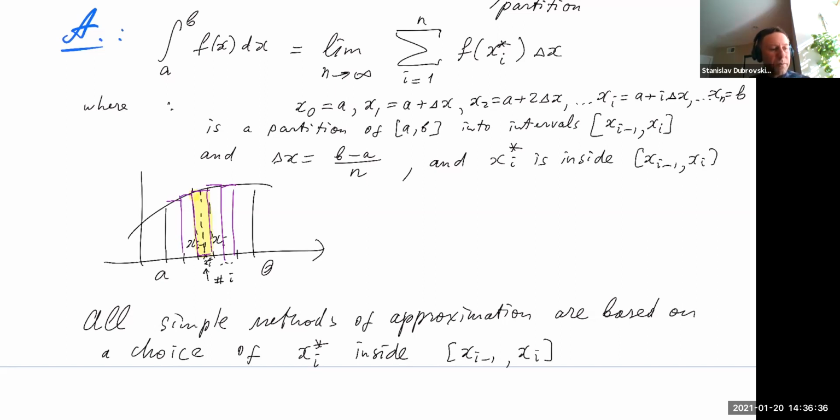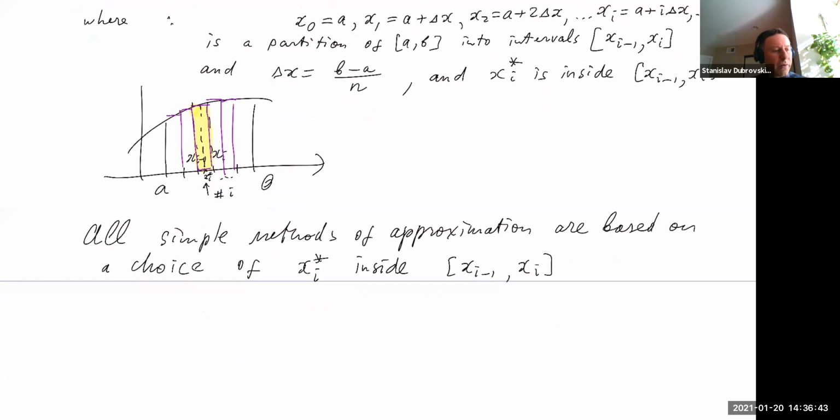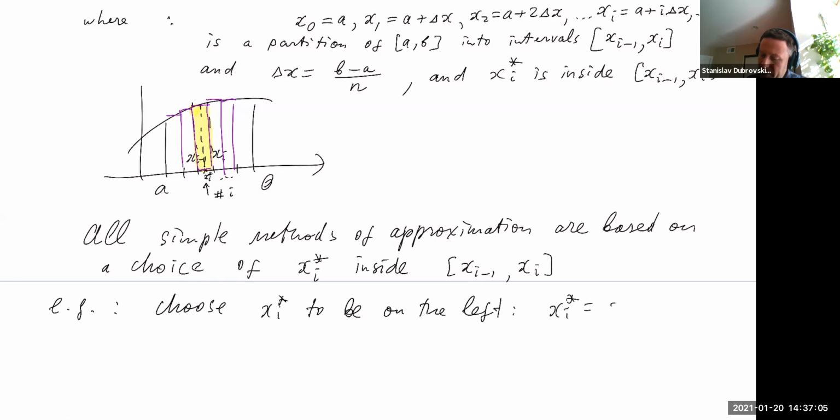So for instance, we can choose all of them to lie on the left-hand point of each subdivision. Then we will get the left-hand rule. So, for example, choose all of them to be on the left. And that means that x_i star is just equal to x_{i-1}.